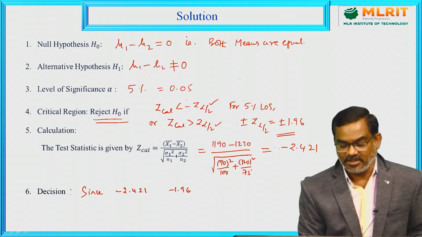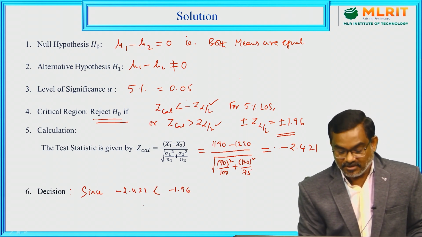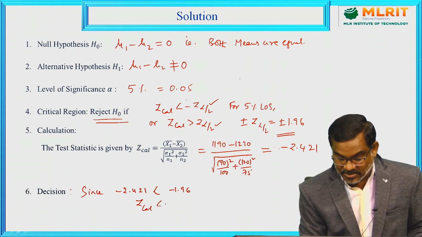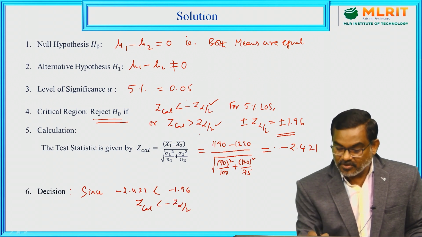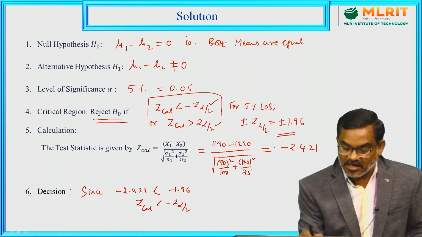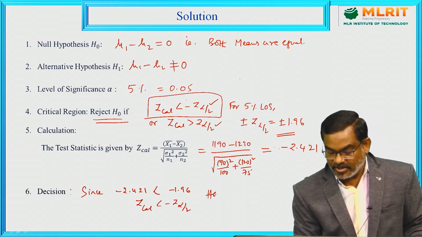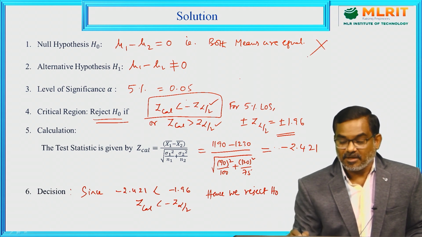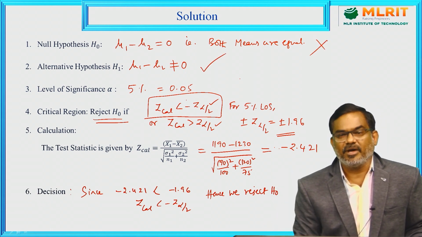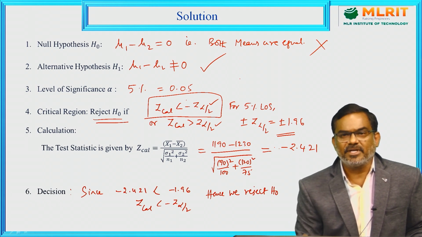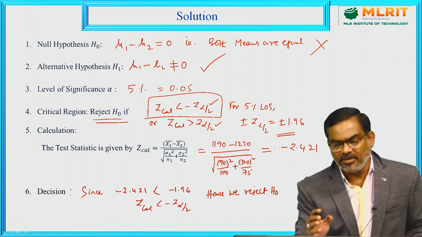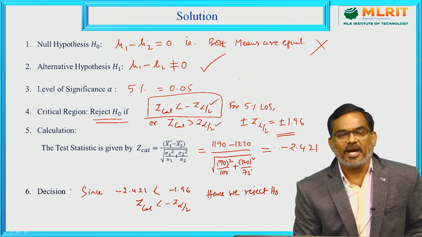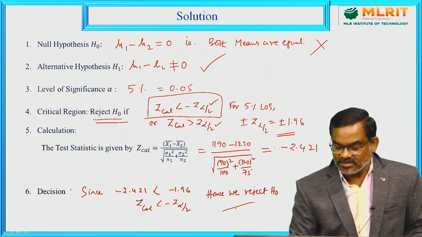minus 1.96, which is less than, that means Z calculated is less than minus Z alpha by 2. So, here if Z calculated is less than minus Z alpha by 2, we can reject the null hypothesis H naught. That means we have to accept the alternative hypothesis that yes, there is some difference between the mean lifetimes of the two brands of tube lights. So, that is our conclusion.